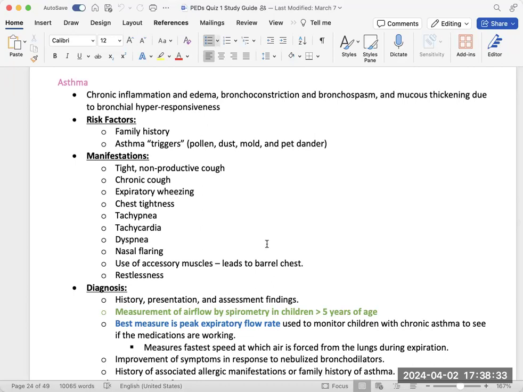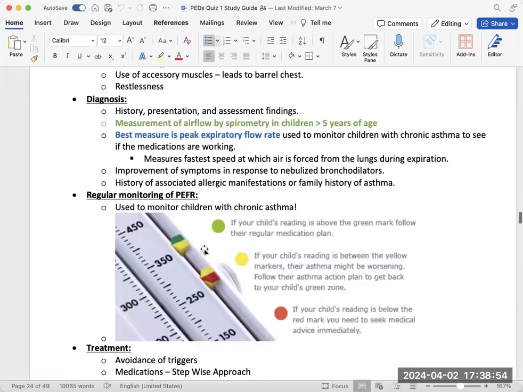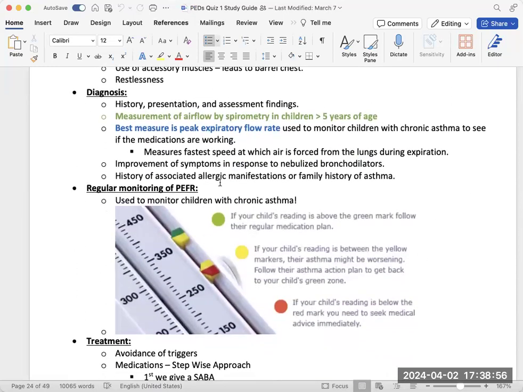So we know, right, a key characteristic of asthma is wheezing. But other things that they have are a tight, non-productive cough. They could have chest tightness, tachypnea, tachycardia. You do notice anytime there's tachypnea, there's tachycardia. So you could put those two together, right? Dyspnea, maybe nasal flaring and use of accessory muscles if it gets really bad. And restlessness. So for diagnosis, there's a few different things.